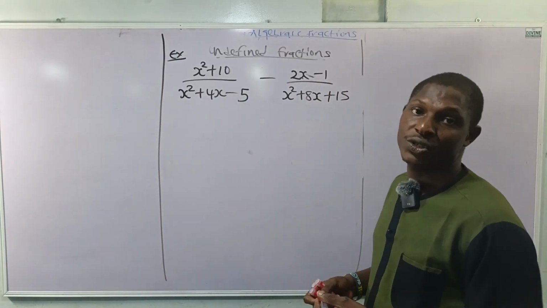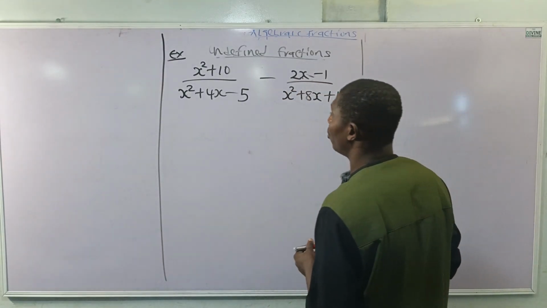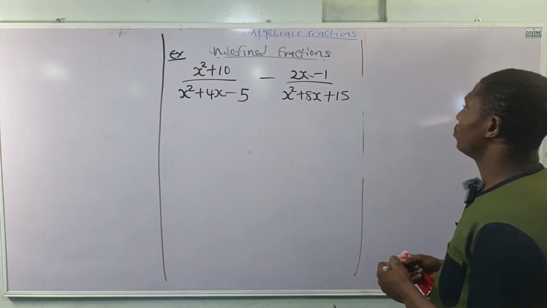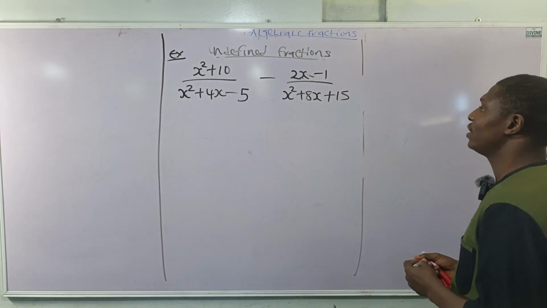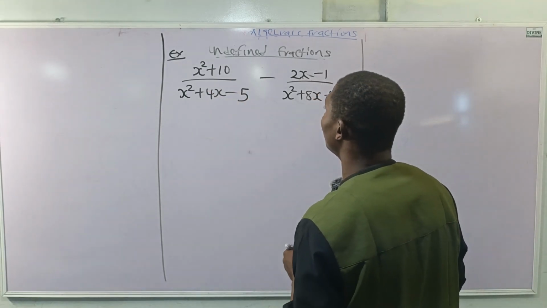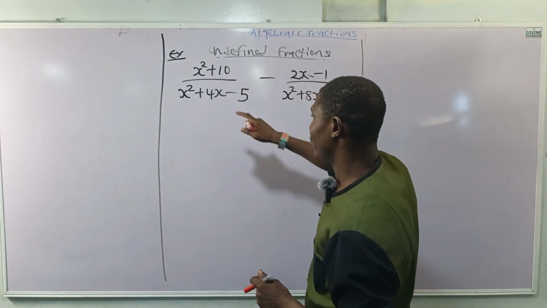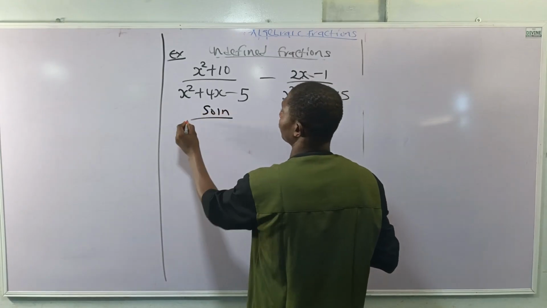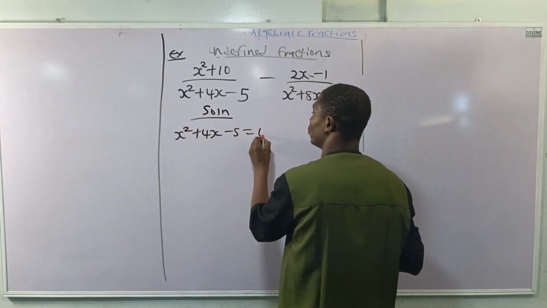So we have another question on the board, which is x squared plus 10 all over x squared plus 4x minus 5 minus 2x minus 1 all over x squared plus 8x plus 15. So for this expression to be undefined, for this first fraction, x squared plus 4x minus 5 must be equal to 0. So we start. x squared plus 4x minus 5 equal to 0.